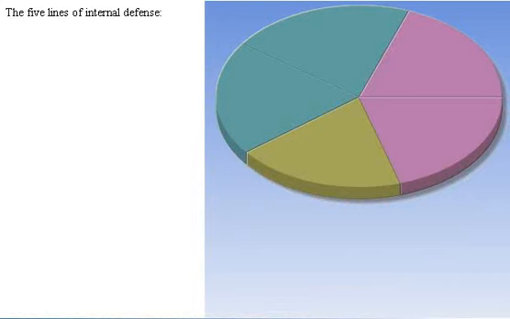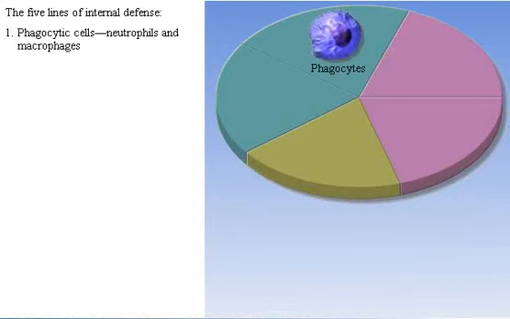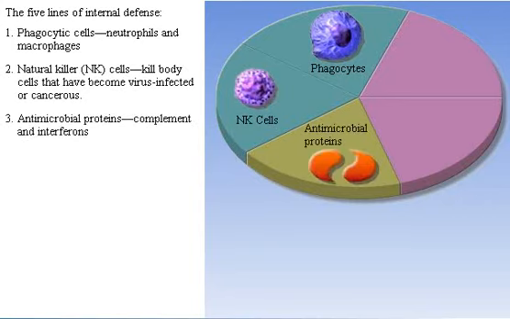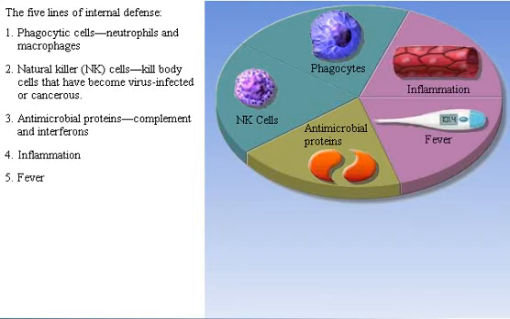One line of innate internal defense consists of the phagocytic cells, primarily the neutrophils and macrophages. A second set of cells, the natural killer or NK cells, kill body cells that have turned traitor by becoming either virus-infected or cancerous. Another line of defense does not involve cells at all, but rather antimicrobial proteins, such as complement and interferons. The last two lines of defense are neither cells nor proteins, but processes. They are inflammation and fever. Click the phagocyte to continue.